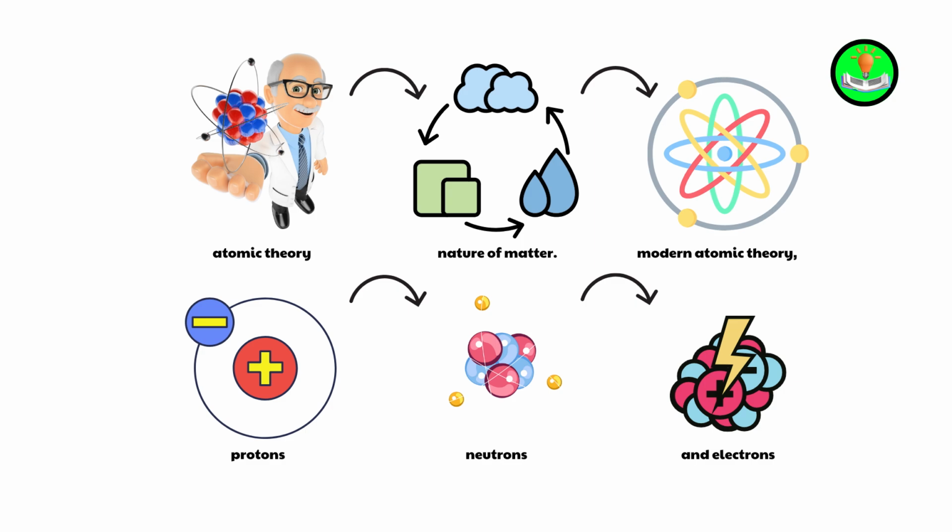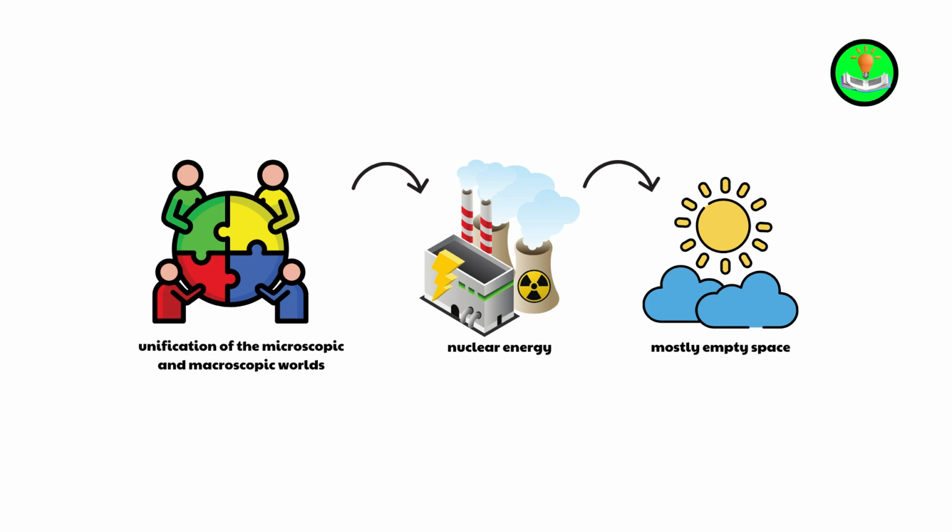We now know that atoms, once thought indivisible, are composed of even smaller particles: protons, neutrons, and electrons. This understanding has allowed us to explain chemical reactions, radioactivity, and the periodic table of elements. One of the most profound aspects of atomic theory is its unification of the microscopic and macroscopic worlds. It explains how the properties of atoms determine the characteristics of the materials we interact with daily. From the conductivity of metals to the transparency of glass, atomic theory provides the underlying explanation.